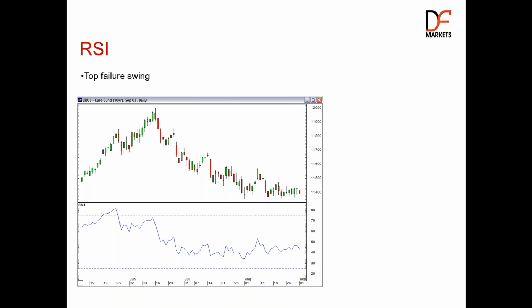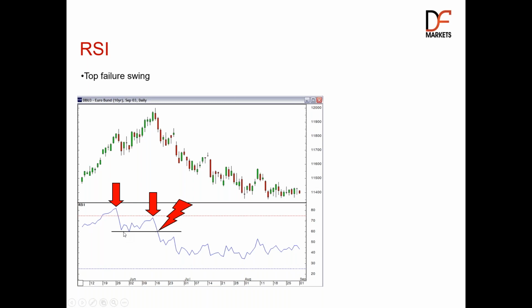Whereas the RSI has this, Wells Wilder developed a system, and it was a failure swing system. And we can see on this chart that we have two highs on the price chart here, and then a new high here, whereas the RSI has made lower highs.